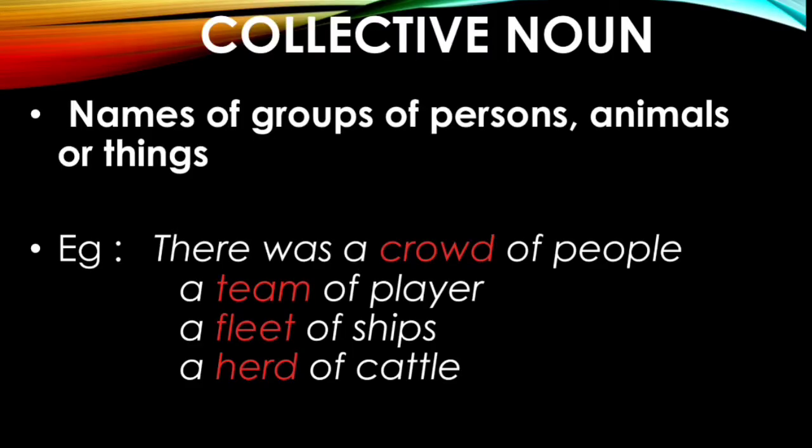Next, it is collective noun. These are names of groups of person, animals or things. They are usually singular as they are considered a single whole. It represents a single whole. There was a crowd of people. So a mob is represented as crowd. There are so many people and they are called together combined crowd, and it is considered as a singular word.